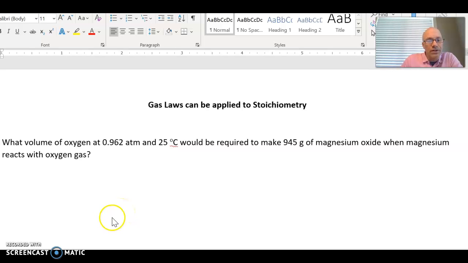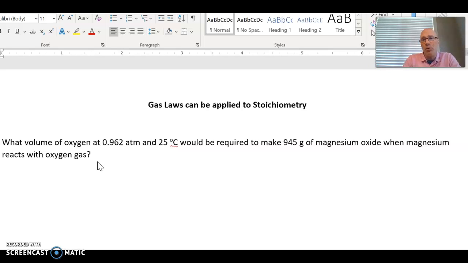So in this video, I'd like to talk about the relationship between gas laws and show how they can be applied to common stoichiometry problems. All right, so let's start with this question right here. What volume of oxygen at this pressure and this temperature would be required to make 945 grams of magnesium oxide when magnesium reacts with oxygen gas?